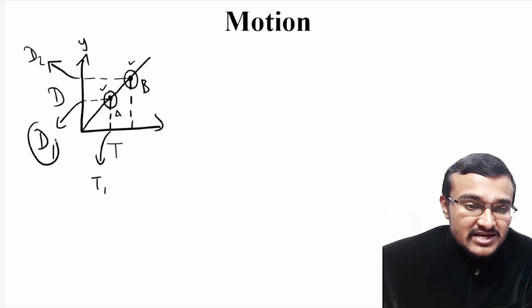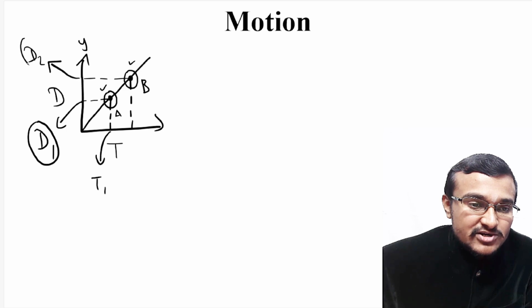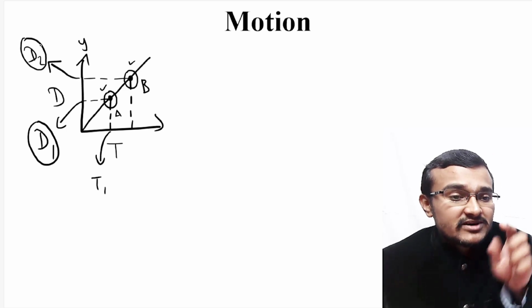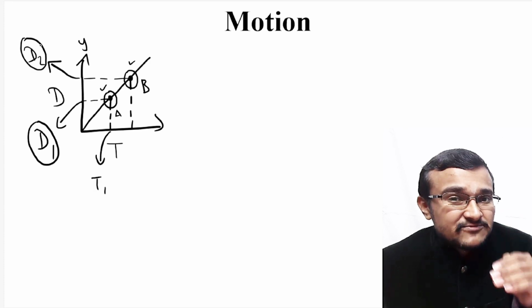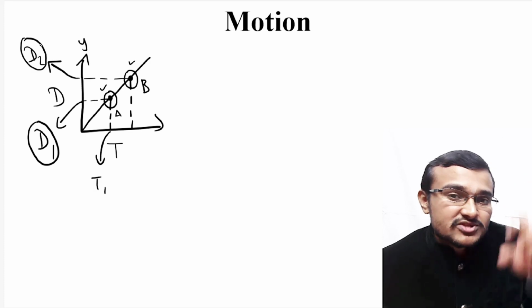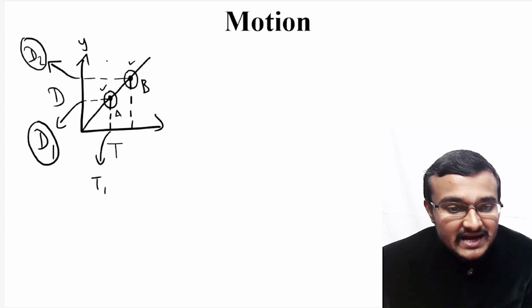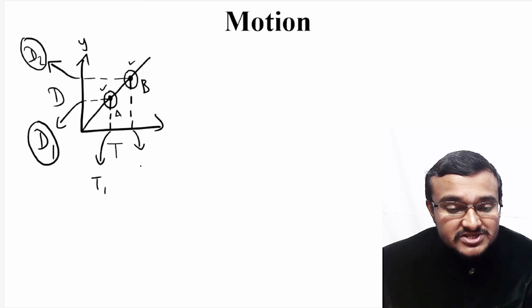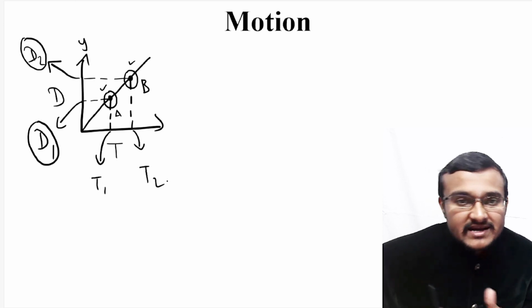That means here it is covering distance d1 to d2. If you want to calculate the total distance covered, then you should subtract d1 from d2, because that will give you the distance covered from A to B. And the time taken at d1 and the time taken when it was at d2 will be t1 and t2.